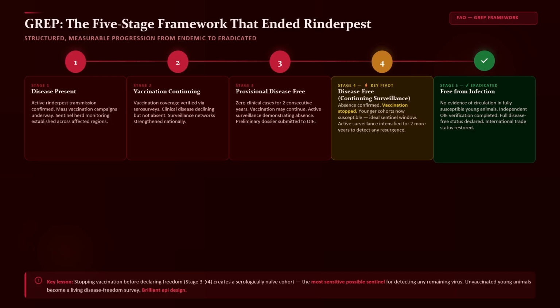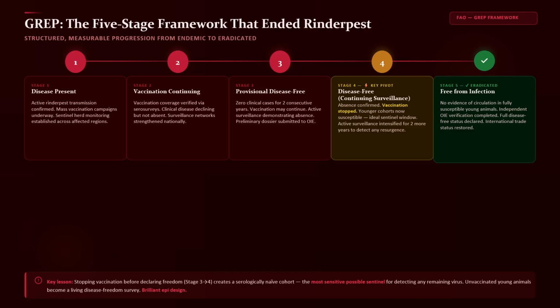GREP used a five-stage progressive framework. Stage 1 is preparedness. Stage 2 is active disease control, mass vaccination. Stage 3 is active surveillance with 0 clinical cases. Stage 4 is provisional freedom from disease. Stage 5 is full freedom from disease and virus. Countries had to demonstrate passage through each stage before progressing to the next.